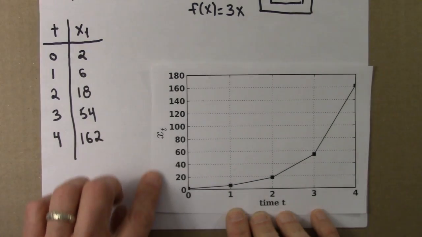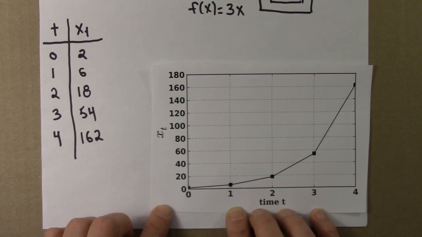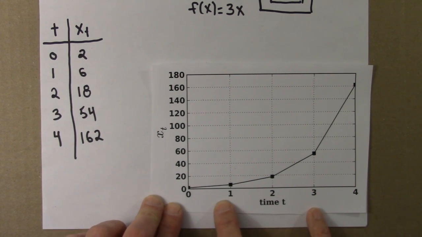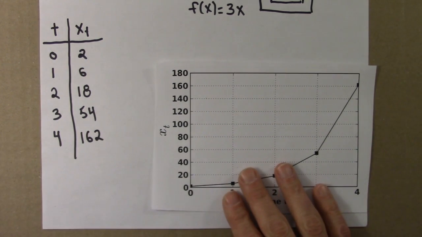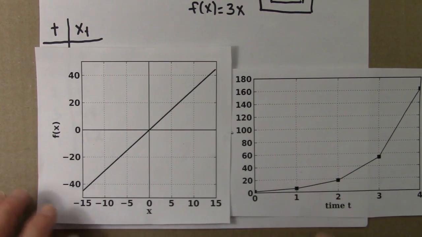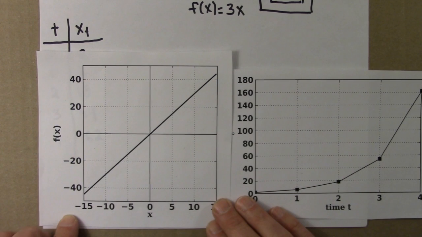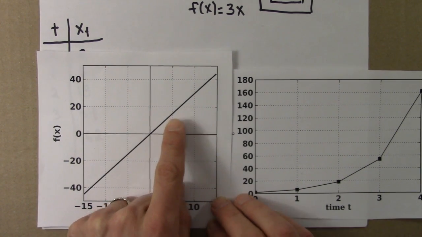The time series plot is a very different sort of plot than a plot of the function itself. The time series plot plots an orbit. It tells us the value of the orbit at time 1, the first iterate, time 2, time 3, and so on. A plot of the function, here's a plot of the function f of x equals 3x, tells you how the input x is related to f of x.